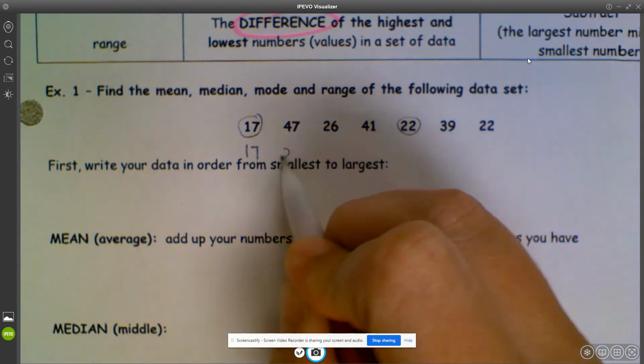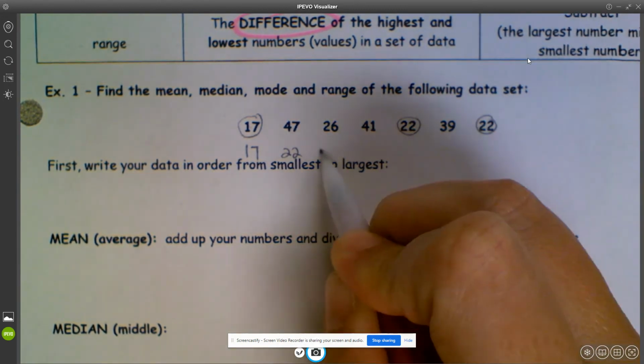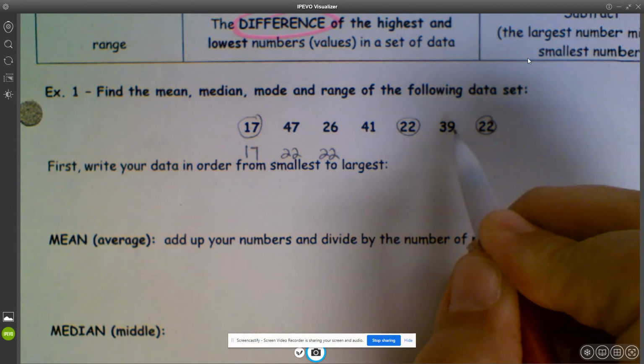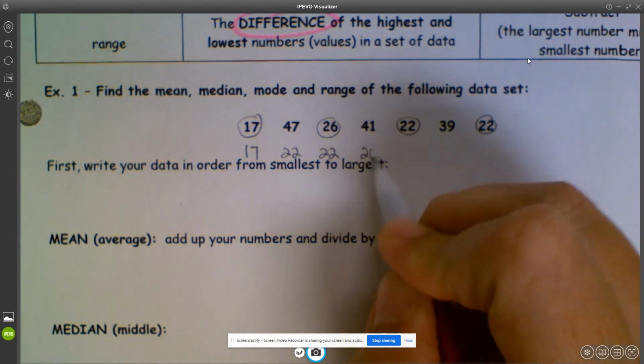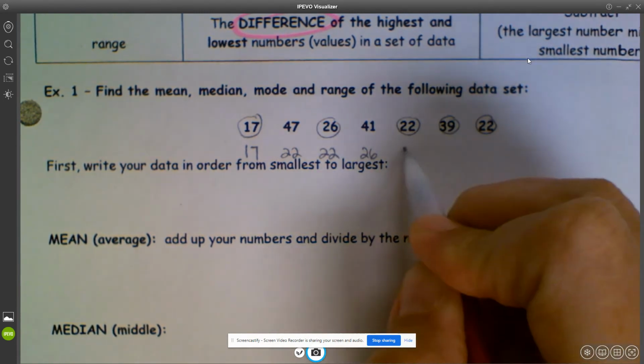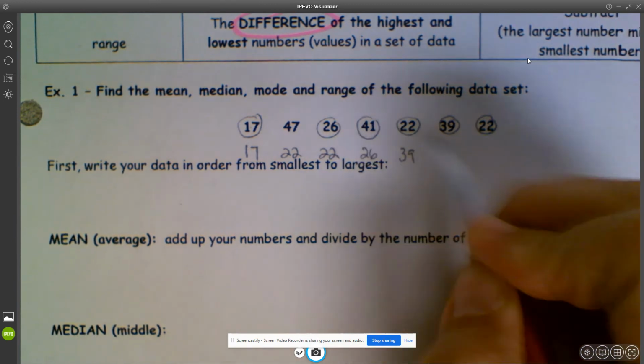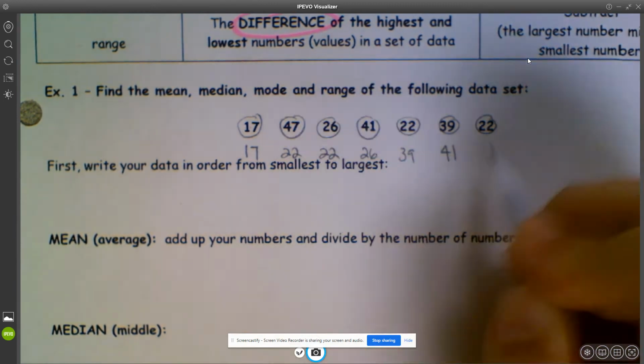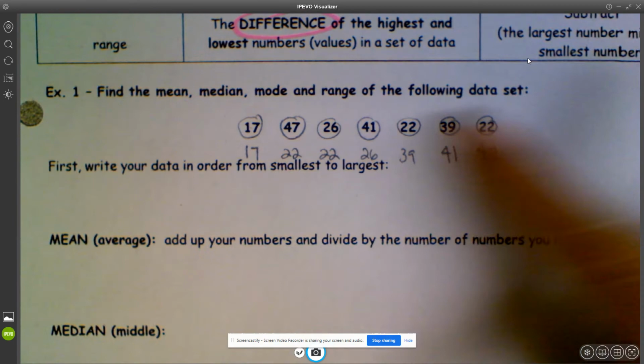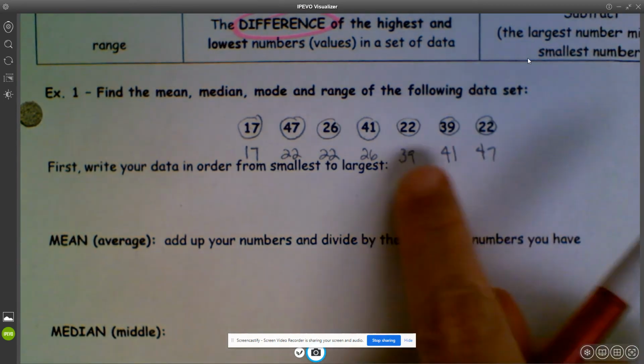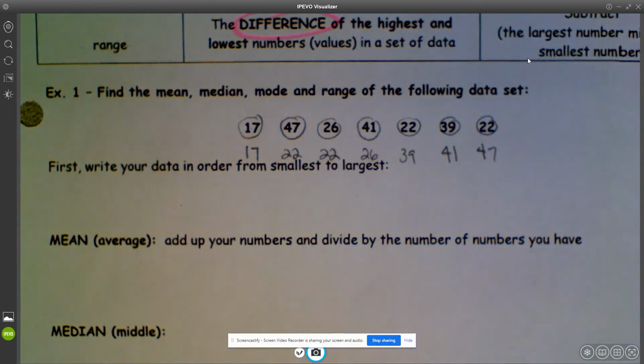Then I've got a 22. I've got another 22. I've got 26, 39, 41, and 47. So there's no original number hanging over. That means that I have written every single number that's available.